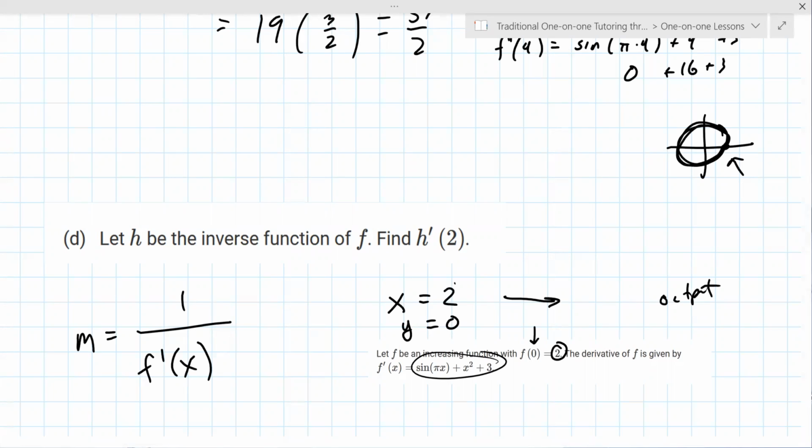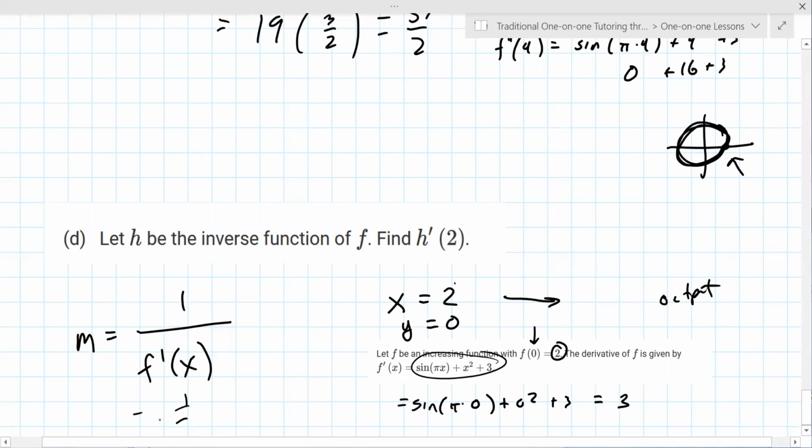But aren't you trying to find h prime? Oh, but it's the inverse, so it's flipped. That's so weird. Okay, so it's 1 over sine pi times 0, plus 0 squared plus 3. So it's 1/3. Yes. And it didn't ask for the tangent line, but you would need those points for the tangent line.